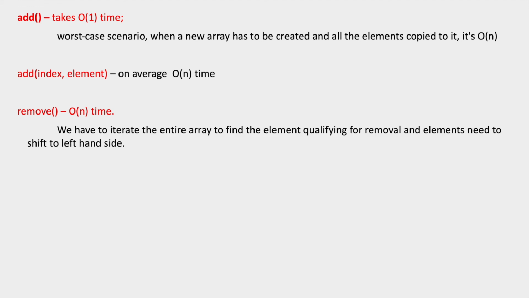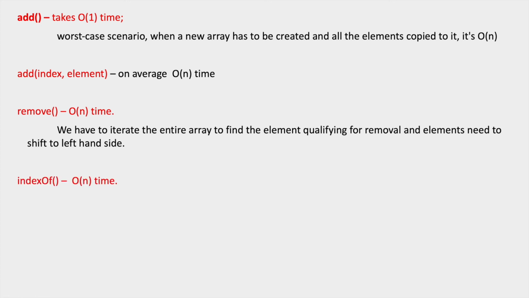Why? We have to iterate the entire array to find the element qualifying for removal. That means if you are planning to remove an object, it will be checked through the entire array list from the left-hand side to the right-hand side, each object will be compared, and if it finds the element, it will be removed. And if you remove an element in between, all the elements also need to be left shifted. So this remove method also takes order of n time.